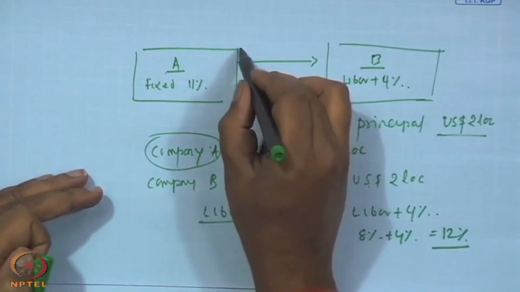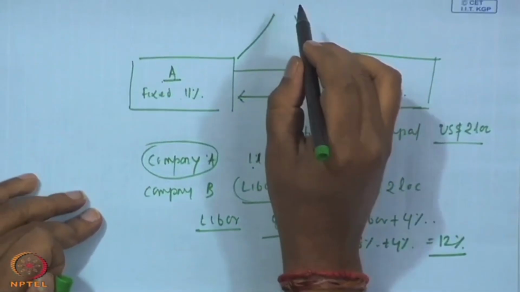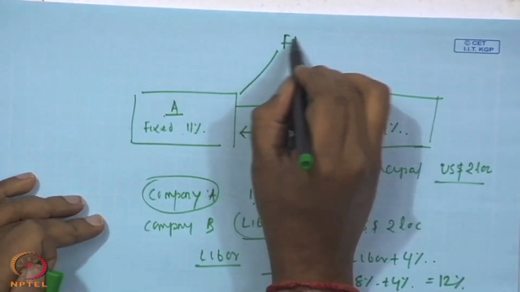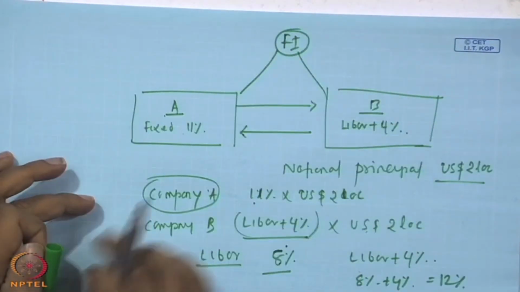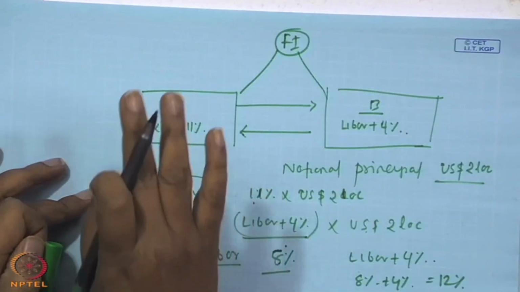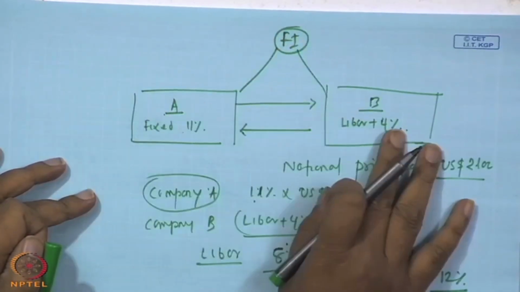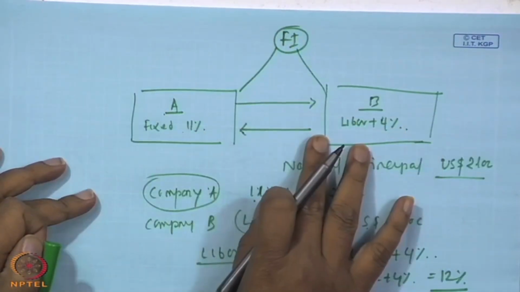In this process, the two parties come to an intermediary, a financial institution. The financial institution acts as an intermediary between the two parties, and there will be a stream of interest flow. In this process they sign an agreement for converting fixed to floating and floating to fixed, and in this process the interest rate swap takes place.